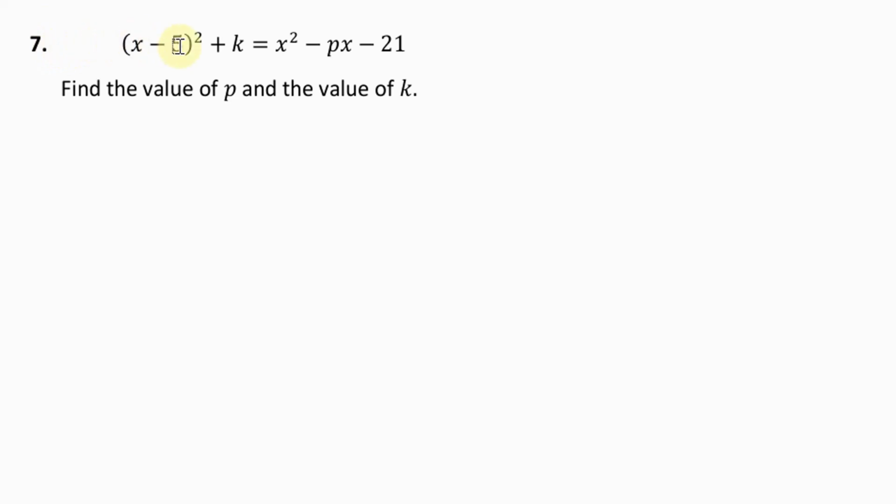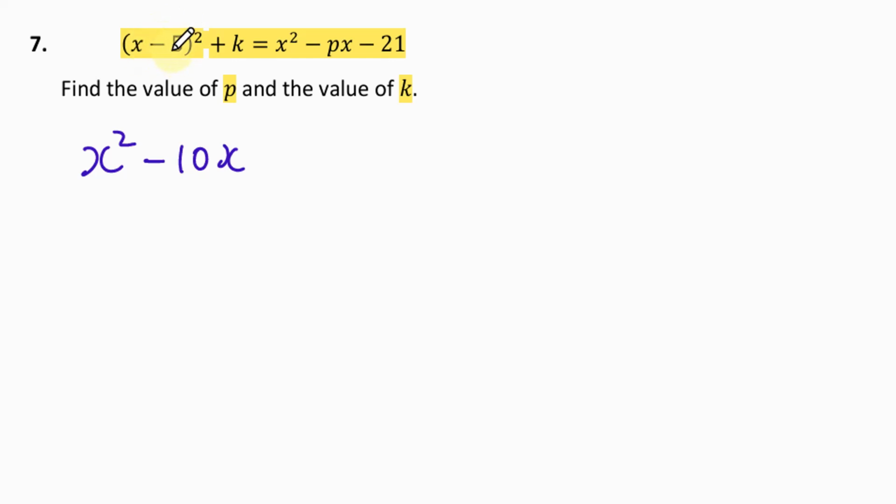So in question 7, we are given this equation and we need to find the values of p and k. The left-hand side of this equation is of course in completed square form. What we're going to do is square out the left-hand side. So when we square out x minus 5, we're going to get x squared. So the first term squared, then the first term times the second term times 2. So x times negative 5, which is negative 5x, times 2, which is negative 10x.